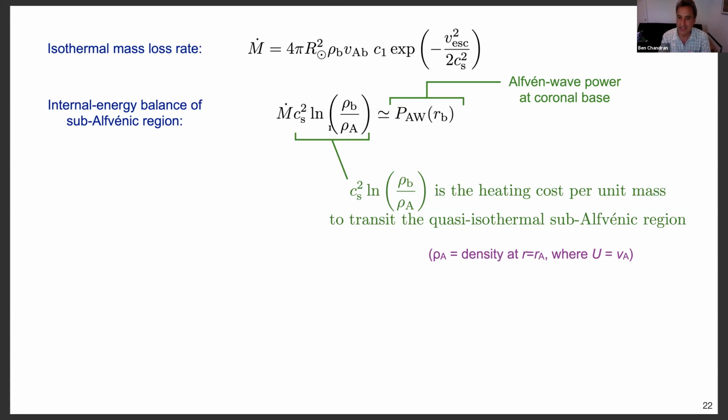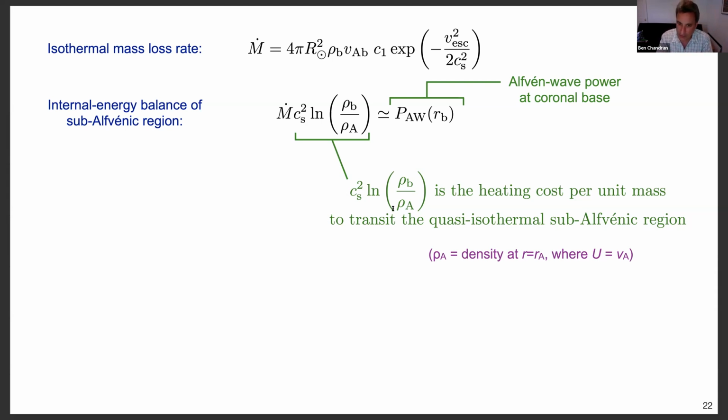The left-hand side here is the sink of internal energy, the dominant sink. That is pressure work. As the plasma is going out in this expanding wind, it's doing work and it loses internal energy through PdV work. Now, why is that the rate at which the plasma is losing internal energy in the region? The reason is that every time the plasma density drops by a factor of e, you have to replenish its internal energy to keep it isothermal, to keep it at that isothermal CS that we were assuming.